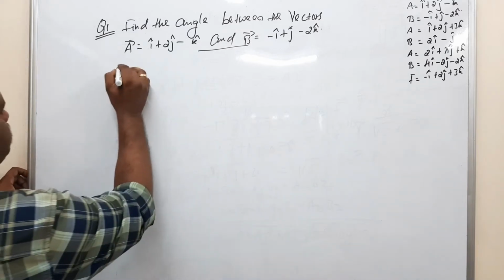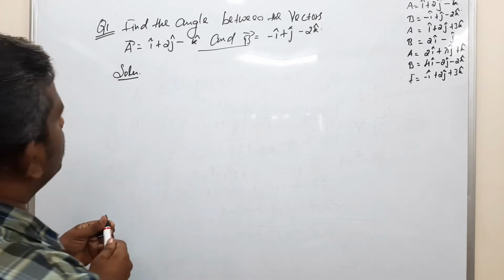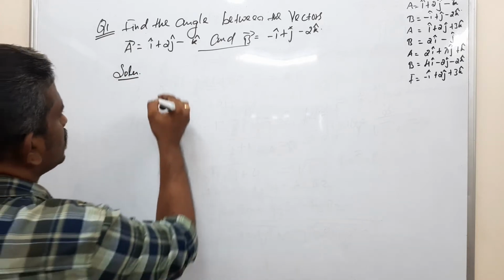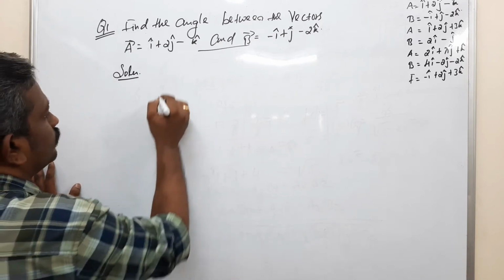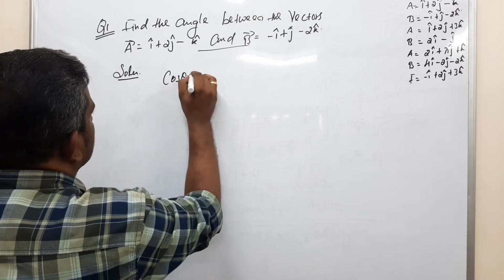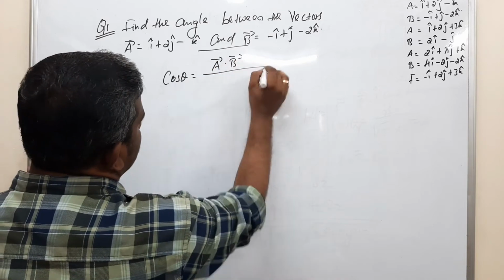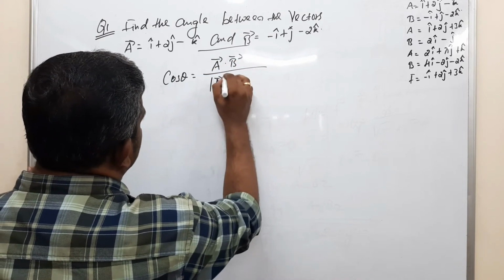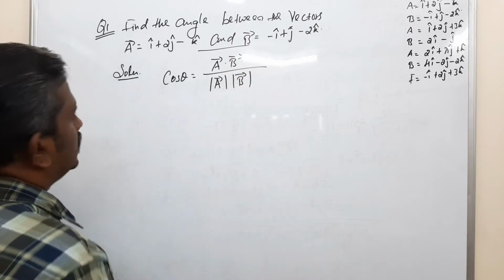Solution: the cosine of the angle between the two vectors, we know the formula, that is cos theta is equal to A vector dot B vector divided by modulus of A vector modulus of B vector.